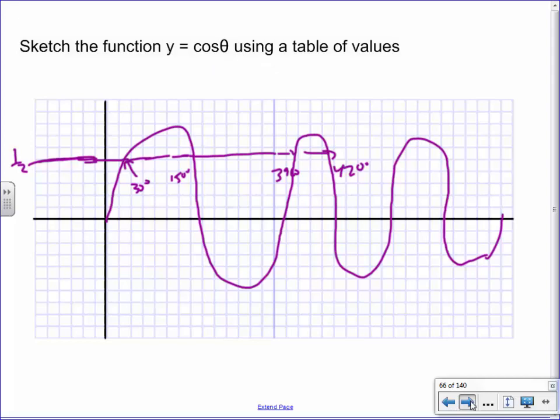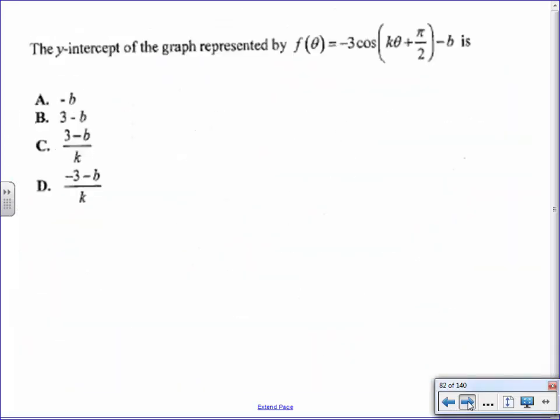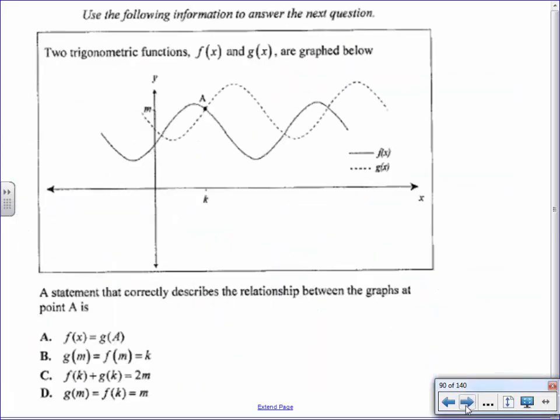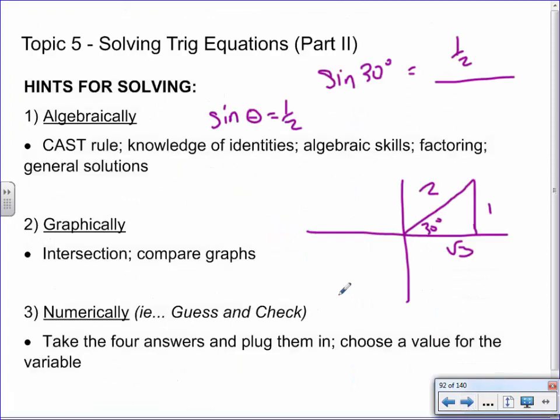Let me find my slide again here. So to me, there's three main ways you can try to solve something, and I just want to give you a ton of diploma questions to practice. The first way is you try to solve it algebraically, where you use things like your CAST rule, you draw it out on a grid like this, and you use those sorts of general skills.